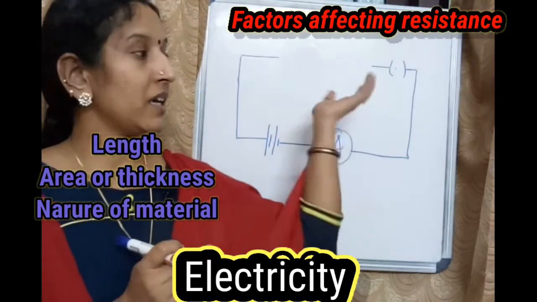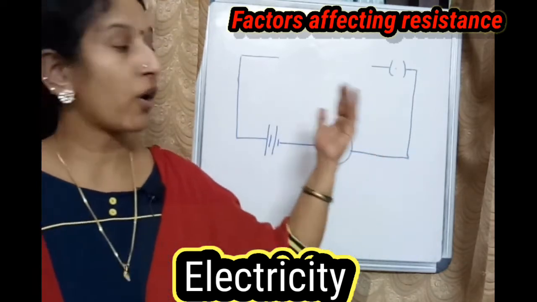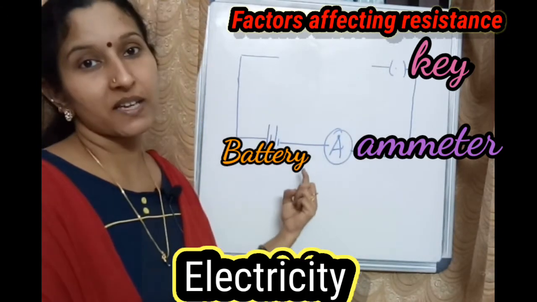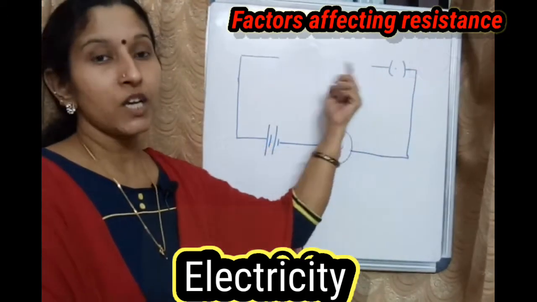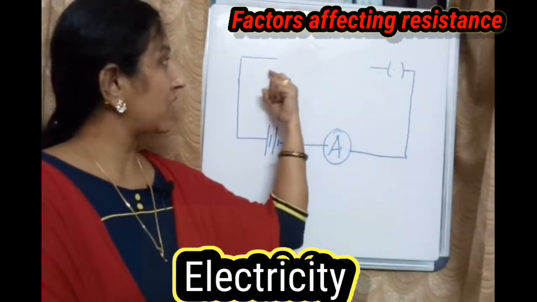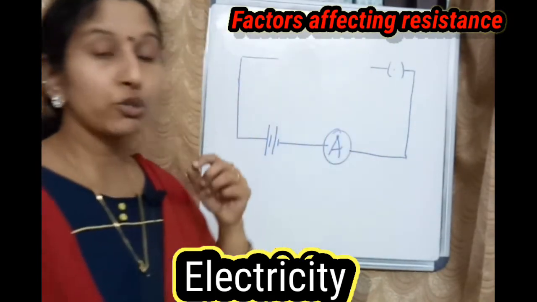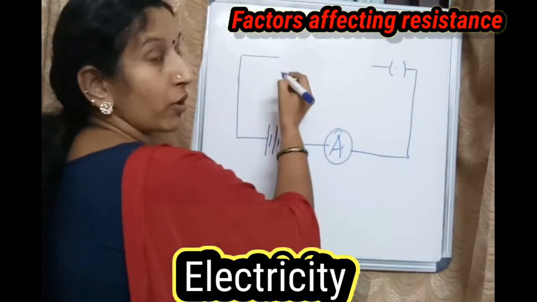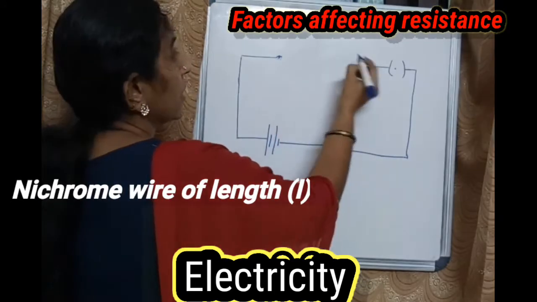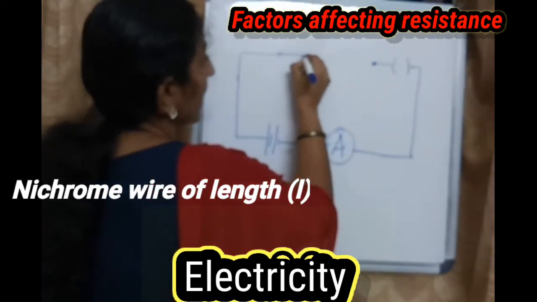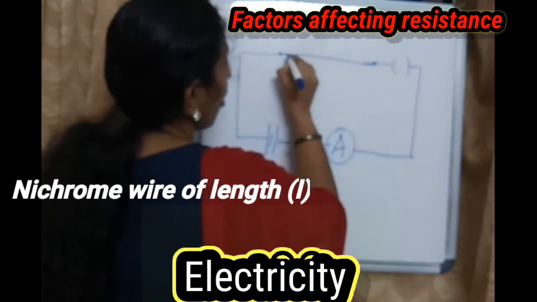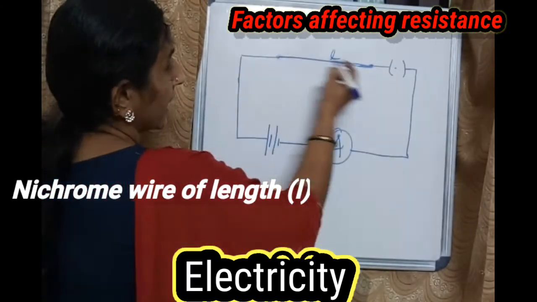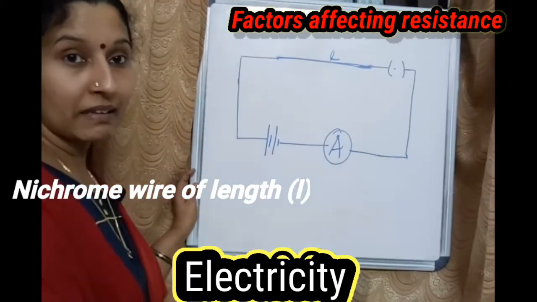You can see an electric circuit on the board which contains a battery, an ammeter, a key, and connection wires. You can also see a gap here. We are going to use our materials in this gap. First, I am going to fix a nichrome wire of length L in this gap. So I kept a nichrome wire of length L.